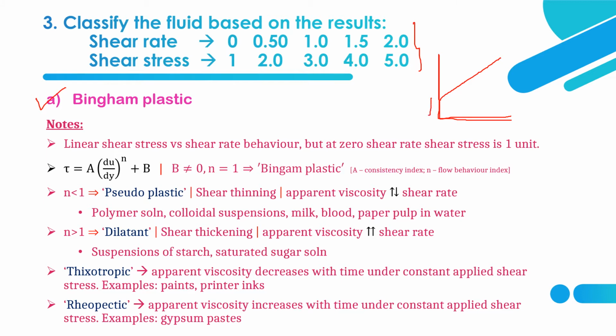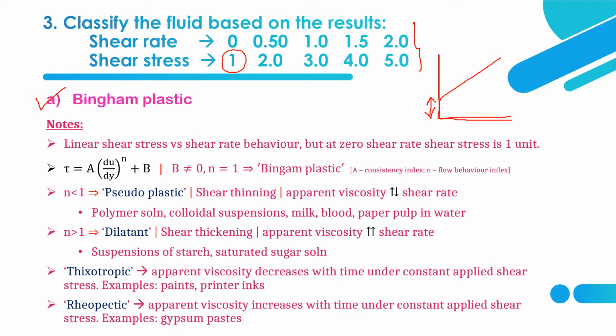So what does it mean? Here, one initial stress has to be given to initiate the flow. So that means it is a Bingham plastic fluid. In Bingham plastic and rheopectic, thixotropic-like fluids, we have to give initial shear stress to initiate the flow. So that's why here at zero shear rate, we are giving an initial stress of 1 unit. Just consider this given result. So this is the basic observation. By using the graph between shear rate and shear stress, we can get the answer.